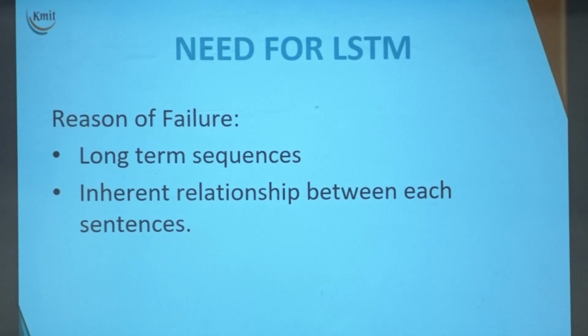So the reason for failure of RNN was long-term sequences, and there was an inherent relationship between those sentences. If you can relate Krishna to India and to some other thing, then when you are asked about language, you can predict the next word. So that was the major problem with a traditional RNN network. Okay, now the solution was LSTM, as I just discussed.